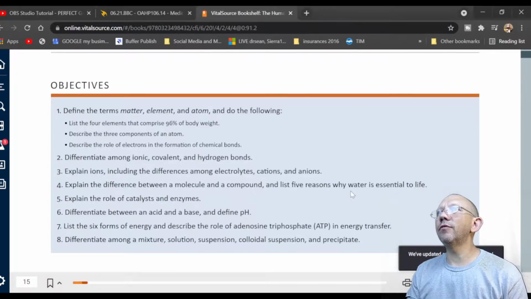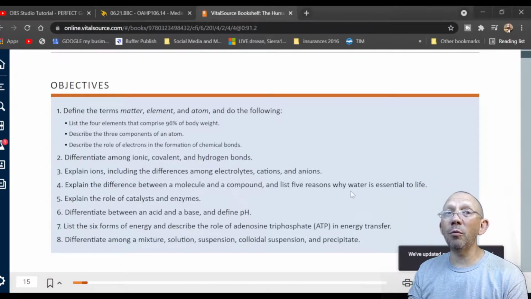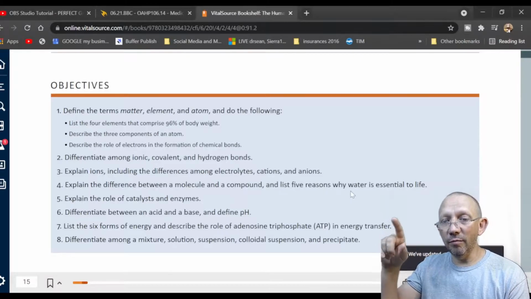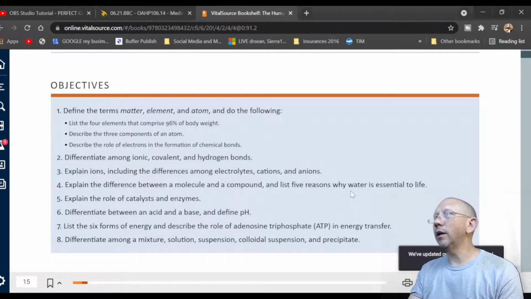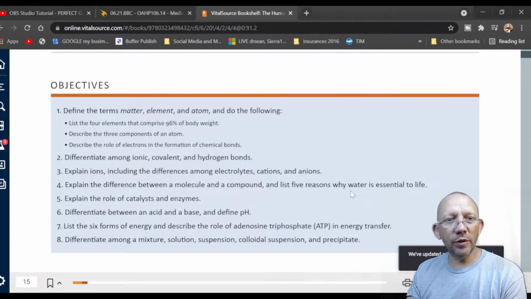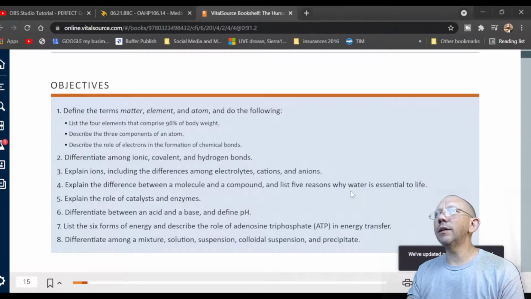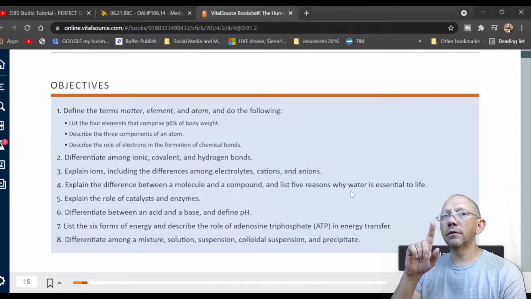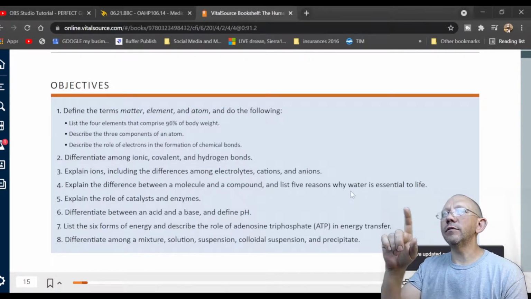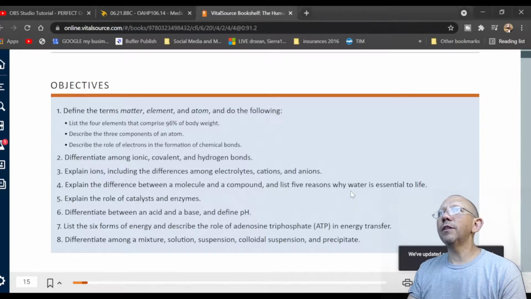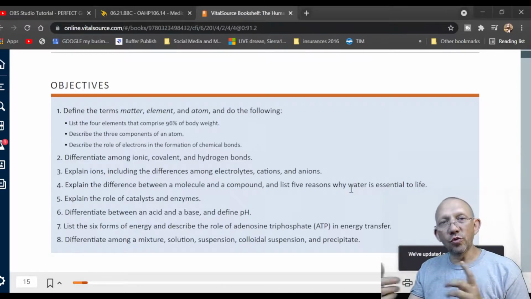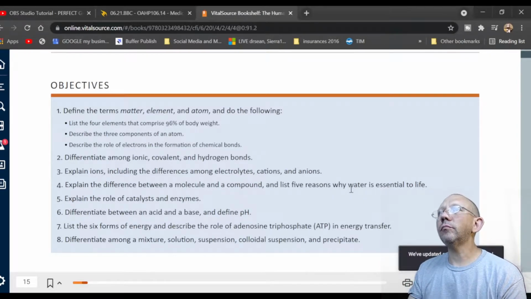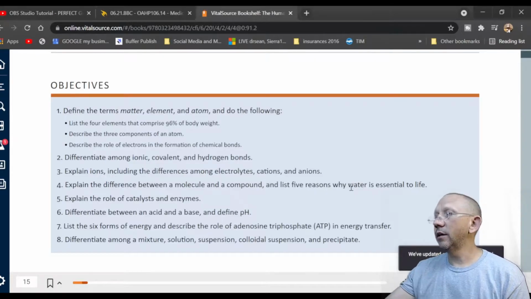Describe the role of electrons in the formation of chemical bonds. Okay, so that's going to be a little bit more detailed, and we'll go through that in the book itself. So I've got to get a timer or something going on here. It's 15:21, so 22. Difference between ionic, covalent, and hydrogen bonds. Oh, that's fun. Explain ions, including the difference between electrolytes, cations and anions. Cations are negative, and anions are positive. But let's get to that in a minute. The difference between cations and anions determines the direction that things usually move, and how they attract each other, like opposites attract, right?